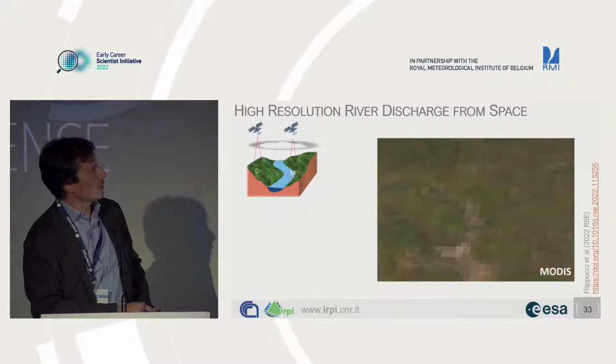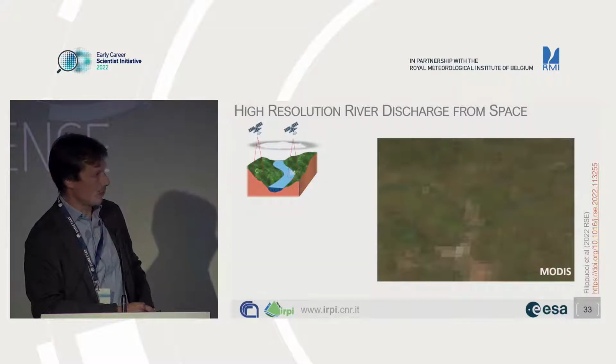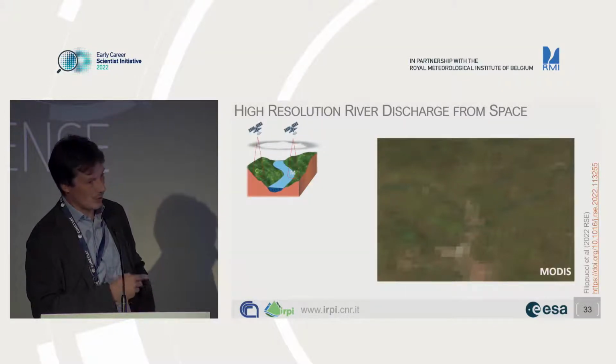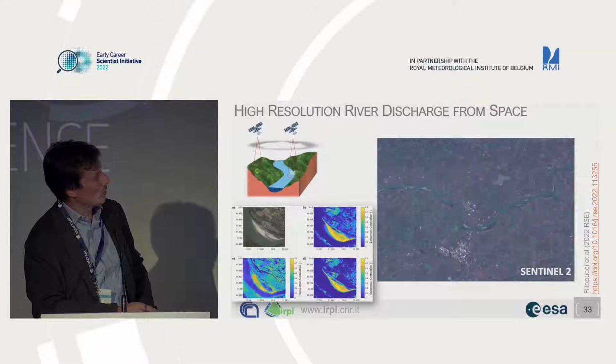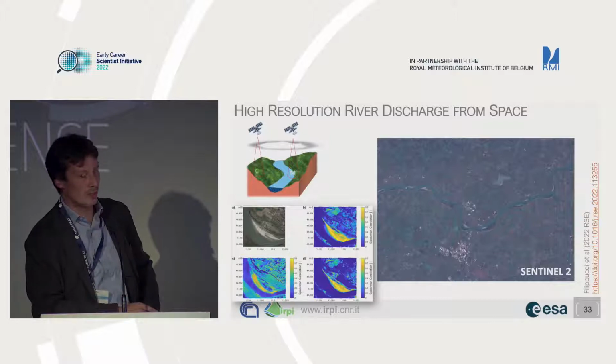For river discharge, for instance, we started our activities by using near-infrared data, by using MODIS data. This is an image showing the Po River basin. You can see it. And now we are doing the same with Sentinel-2 observations. And of course, you can see many more things.